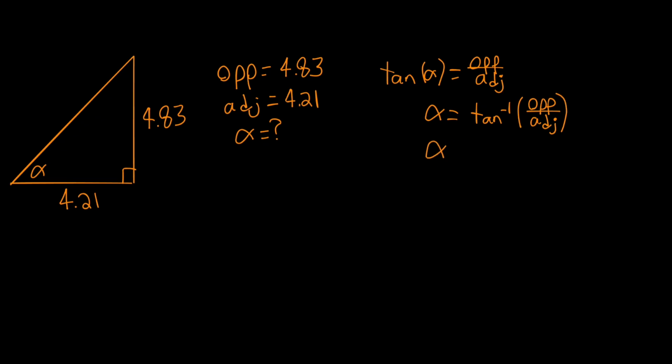So this is going to give me alpha is equal to the inverse tangent of 4.83 over 4.21. And this is a bit of a difficult one to simplify, so we're not going to bother with that. We're just going to plug it right in. And what I get is that alpha is equal to about 49 degrees. And usually with angles, you can round them to the nearest whole number, and that's okay.